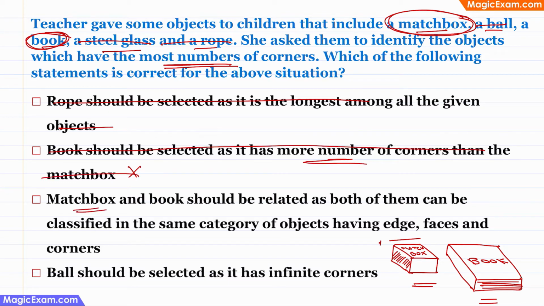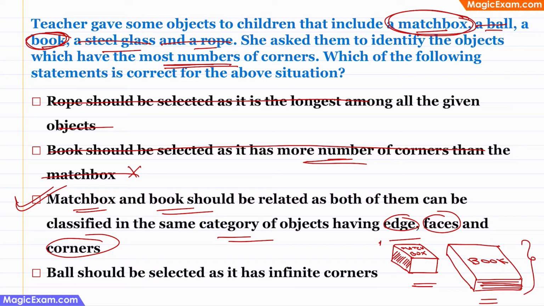Next, matchbox and book should be related as both of them can be classified in the same category of objects having edge, faces and corners. This is correct because both of them are cuboids and both of them are similar in nature.